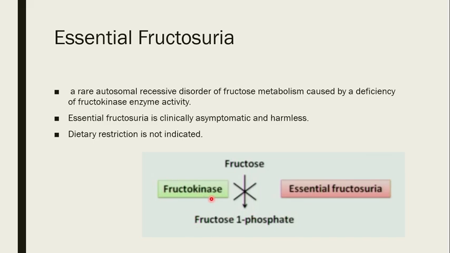But there are people having a deficiency of your fructokinase, so their fructose will just accumulate in their blood, and of course it will just go out into your urine. Luckily it's harmless and still asymptomatic. The thing is, you may just feel uncomfortable with your urine always, and it kind of smells fruity. You could still eat whatever you want since there's no dietary restriction.